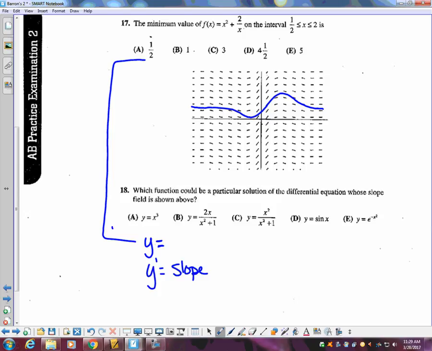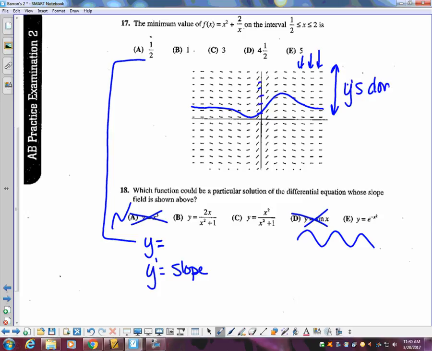I know it's not x cubed because x cubed looks like that, and this function in no way, shape, or form looks like that. I know it's not sine because sine looks like that. Let's see, what else do I notice? I notice that all my slopes are the same on each vertical line. Everybody see that? That means that my y values don't matter, which means I shouldn't have any y's in my answer. Well, that doesn't help me again, because these are all y equals, not y prime.